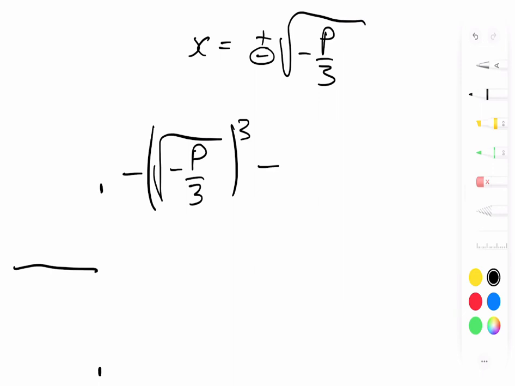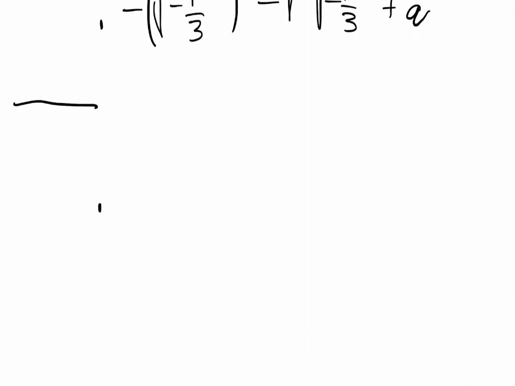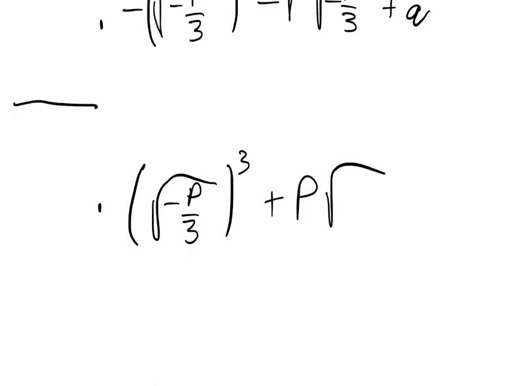Minus p times the square root of minus p over 3. It's changed from a plus to a minus because we're using the negative square root value, plus q. I'm just going to put this up here in a corner. And then the other one will be simply minus p over 3 cubed plus p times the square root of minus p over 3 plus q.